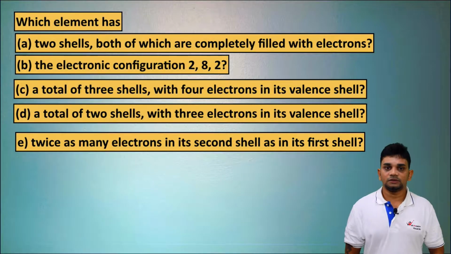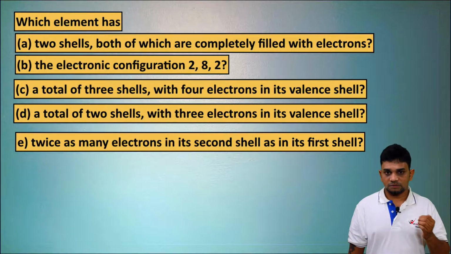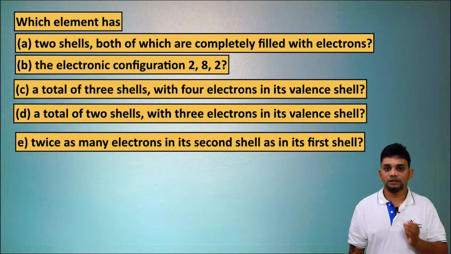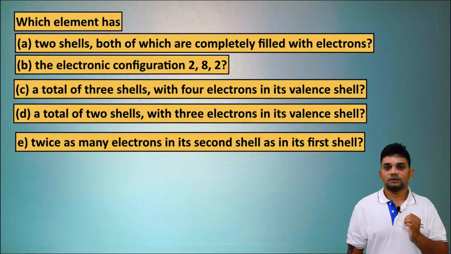Which element has two shells, both of which are completely filled with electrons? Option B: the electron configuration 2, 8, 2. Option C: a total of 3 shells with 4 electrons in its valence shell. Option D: a total of 2 shells with 3 electrons in its valence shell. Option E: twice as many electrons in its second shell as in its first shell.